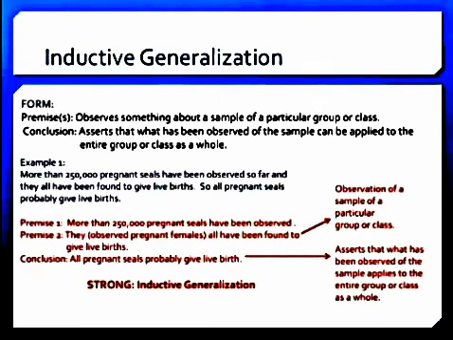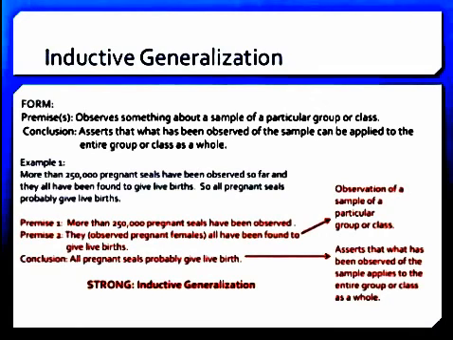Finally, in the conclusion, you have the assertion that what has been observed of the sample in the premises applies to the entire group or class as a whole. Here the conclusion states all pregnant seals probably give live birth. Notice how in this argument what we're doing is going from characteristics observed of a sample of a class or group to, in the conclusion, applying that characteristic to the entire class or group itself. This example here is a strong argument.